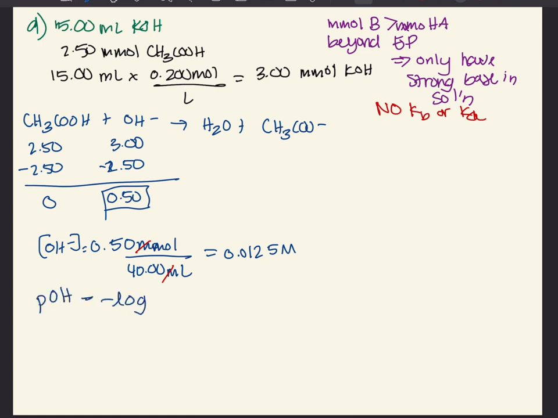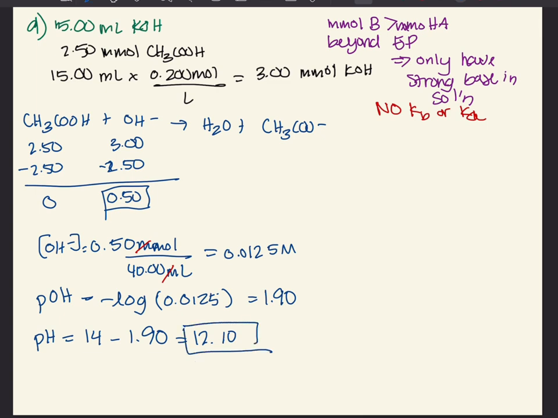Now, as soon as you have the concentration of your hydroxide, you can calculate the pOH. We just have to negative log it. And that will give me 1.9. Now, a lot of times people will stop here and say this is equal to the pH, but that doesn't make sense because we are beyond the equivalence point. There's only base in solution, so our pH should be basic. So at this point, I need to subtract that from 14. So I'll get 14 minus 1.90, which gives me 12.10 for the pH at point D. And that pH makes sense because it is a basic pH.